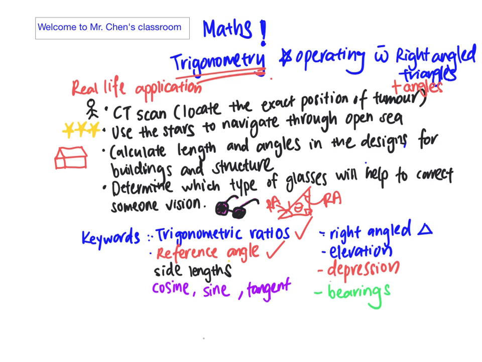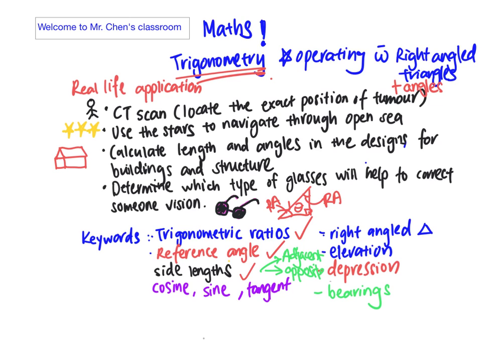We also will use a lot of side lengths. Side lengths are categorized into two, which are adjacent and opposite. I will be teaching you what that means very soon in the next videos.